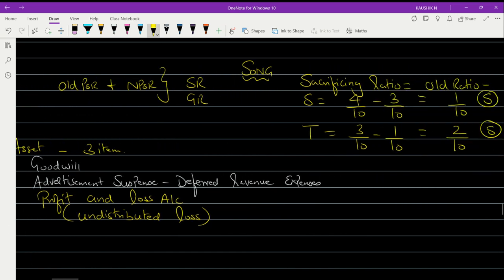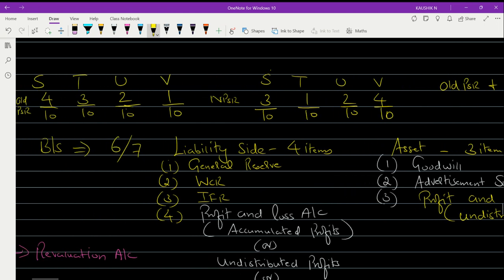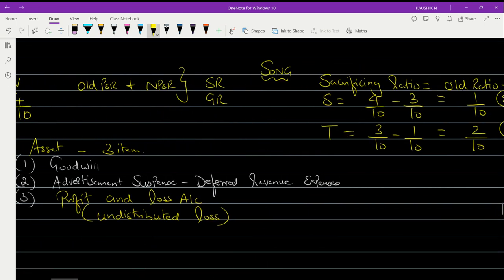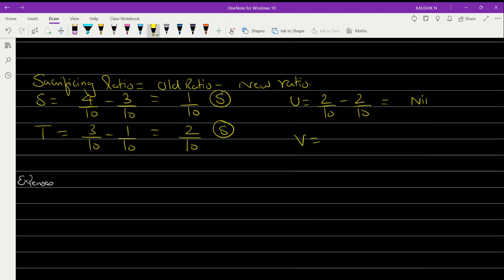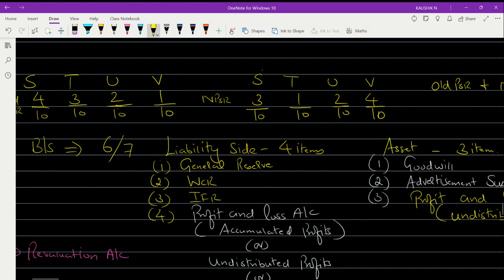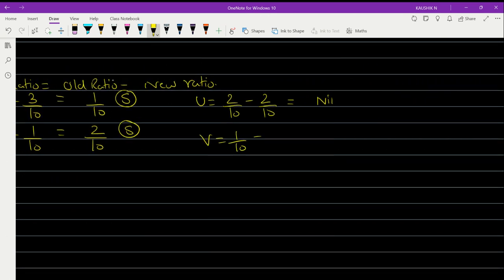Now moving on to partner U. For partner U, the old one was 2 by 10 and the new one is also 2 by 10. That means it is nil. Neither is he sacrificing nor gaining. Now for partner V, the old one was 1 by 10, the new one was 4 by 10. So 1 by 10 minus 4 by 10 gives minus 3 by 10. So partner V is gaining.